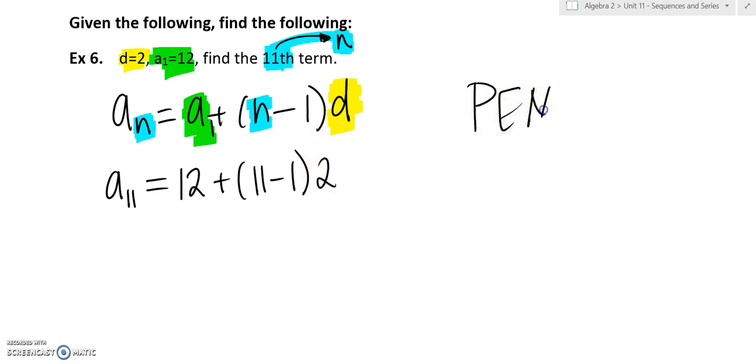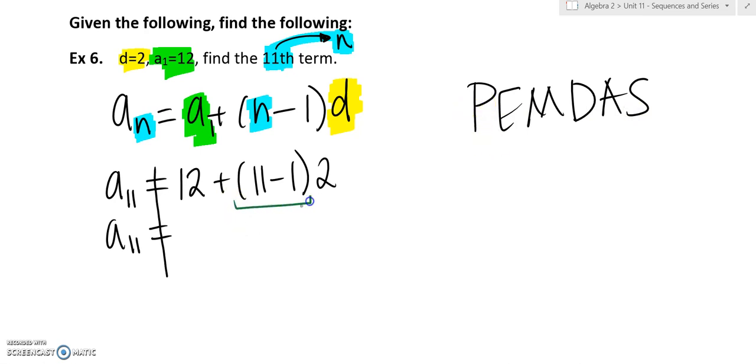What I need you to think back to is PEMDAS. How the heck do we solve this, right? I want to figure out, what does A sub 11 equal? I got to figure out this right-hand side, so I need to go in order. The first thing I need to do is P, parentheses. I have some parentheses. I want to do that first. In parentheses, 11 minus 1 ends up giving me 10. So I took care of my P for parentheses.